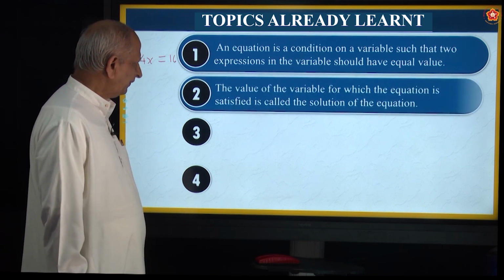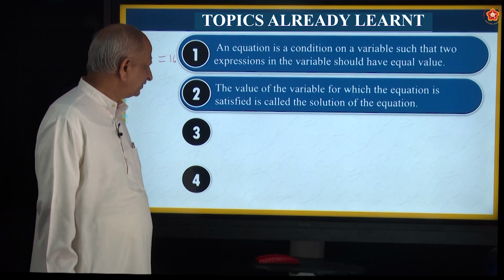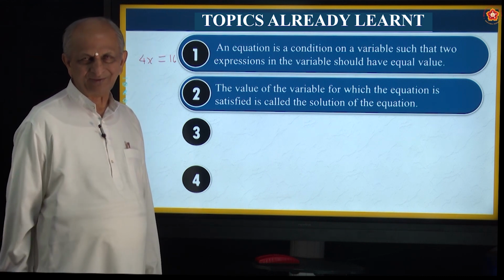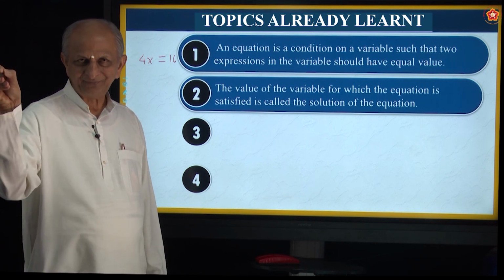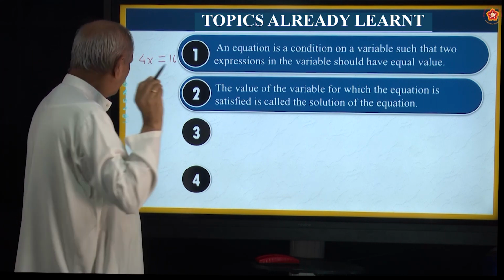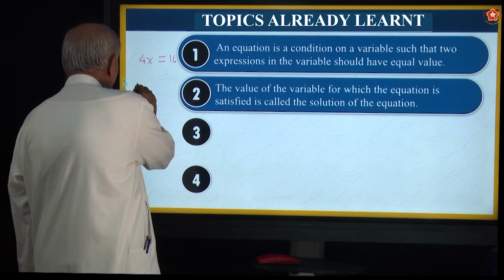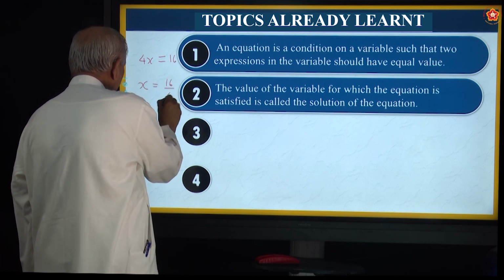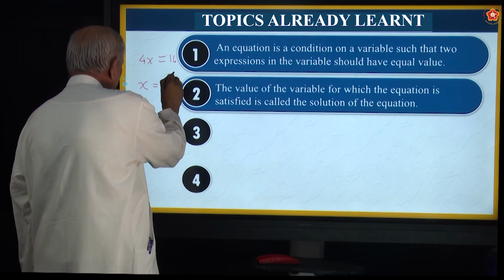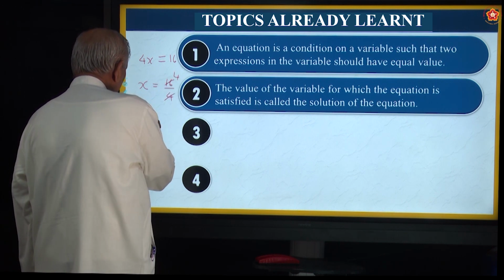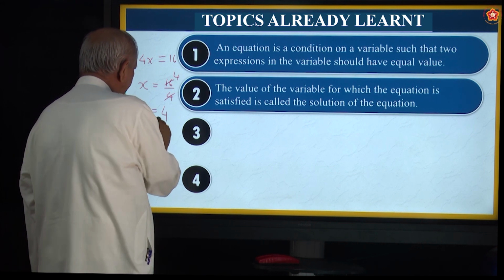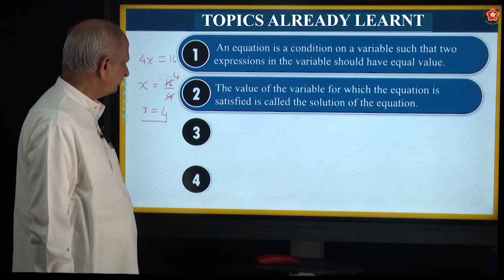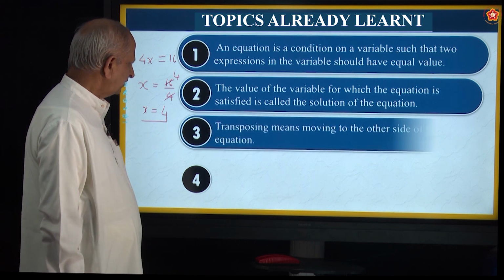The value of the variable for which the equation is satisfied is called the solution of the equation. Solve they give, right? Solve means what? Find the value of the variable. So what is the value of the variable here? 16 by 4. 4 fours are 16. So x is equal to 4. That is called the solution of the equation.